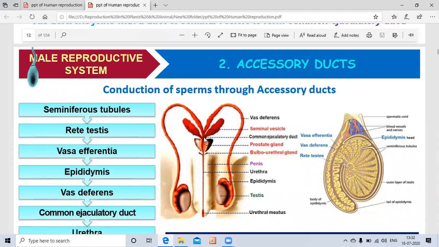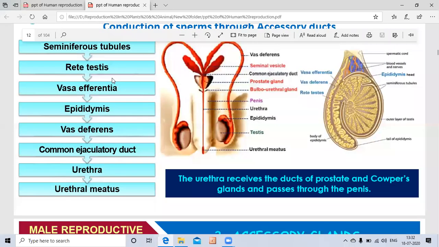Common ejaculatory ducts. This is the urethra, this is the penis, this is the epididymis, this is the testis. All the two pipes will be connected to the testis. It's a pair of testes. So the parts: rete testis, vasa efferentia, epididymis, vas deferens, common ejaculatory ducts, and urethra and the urethral meatus. These are the parts of the testis.